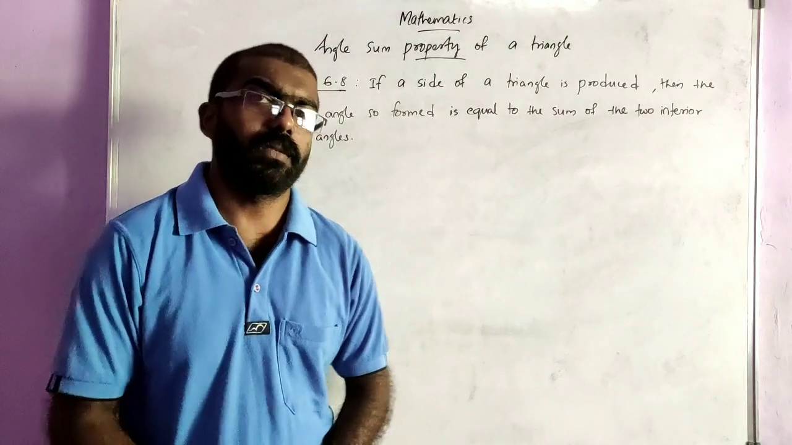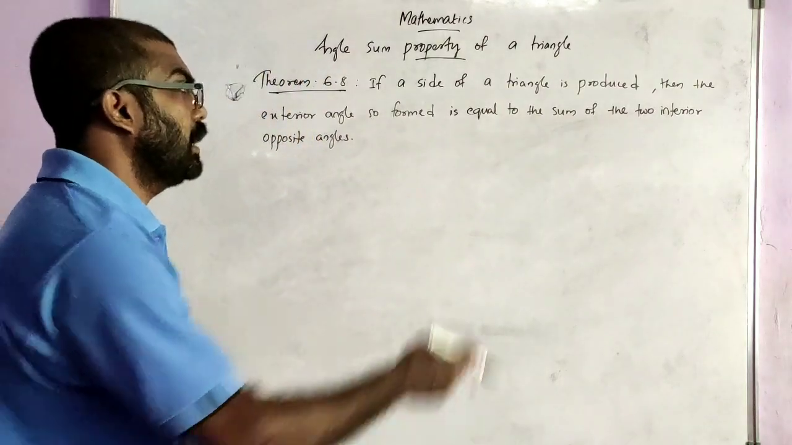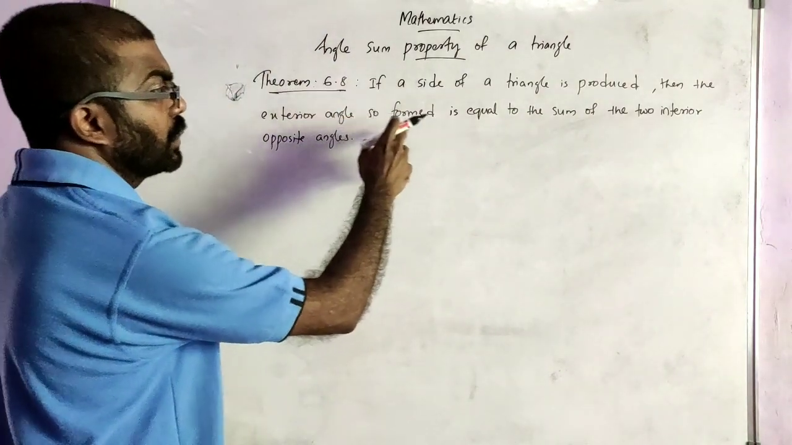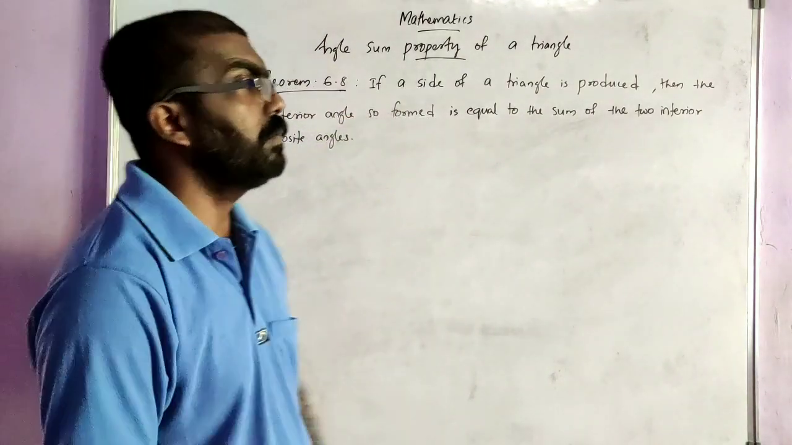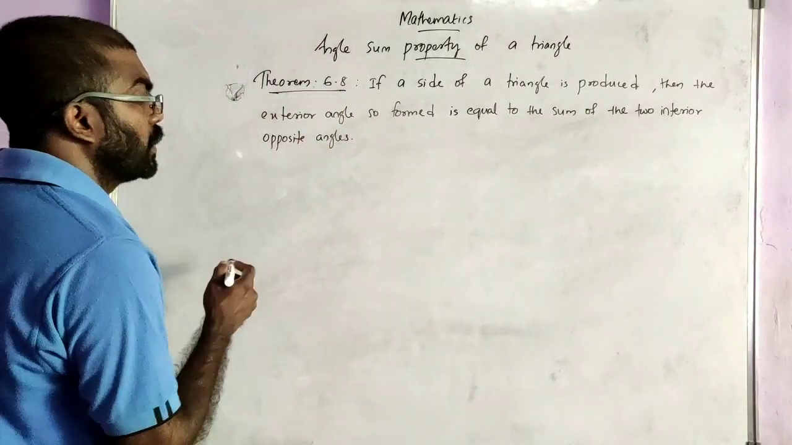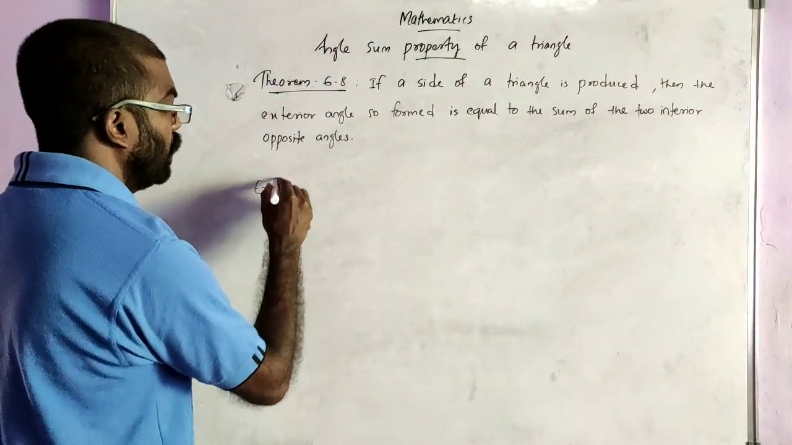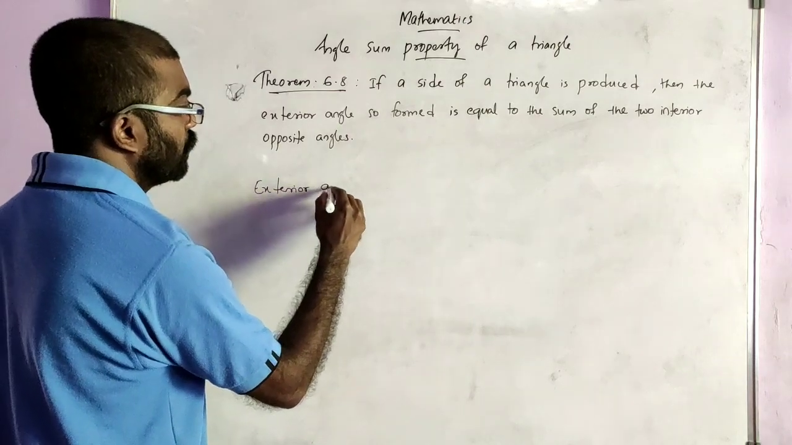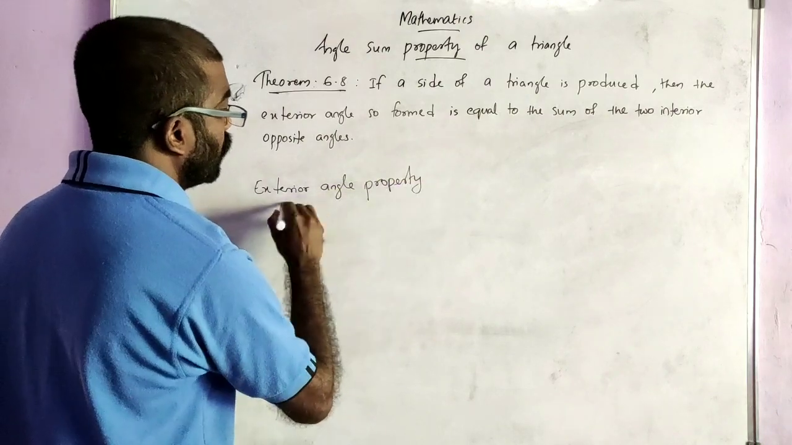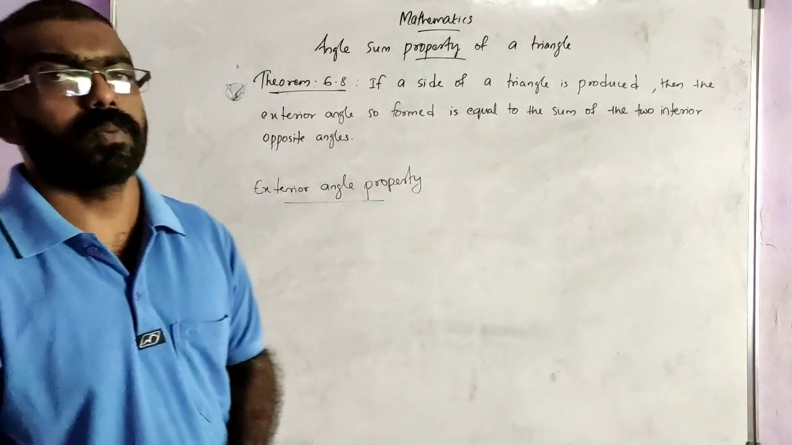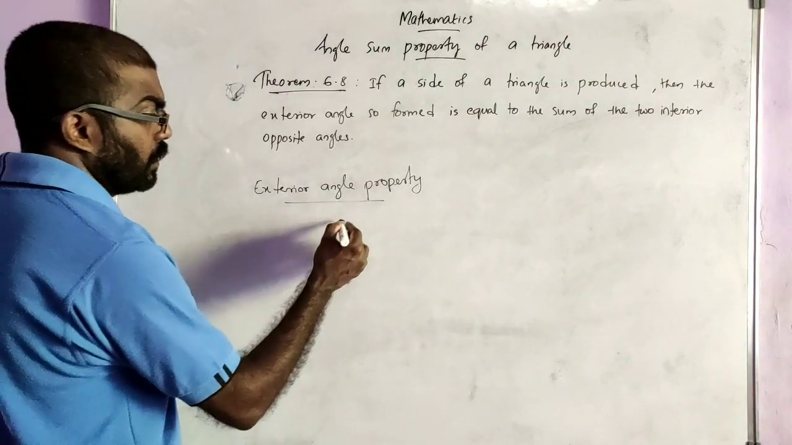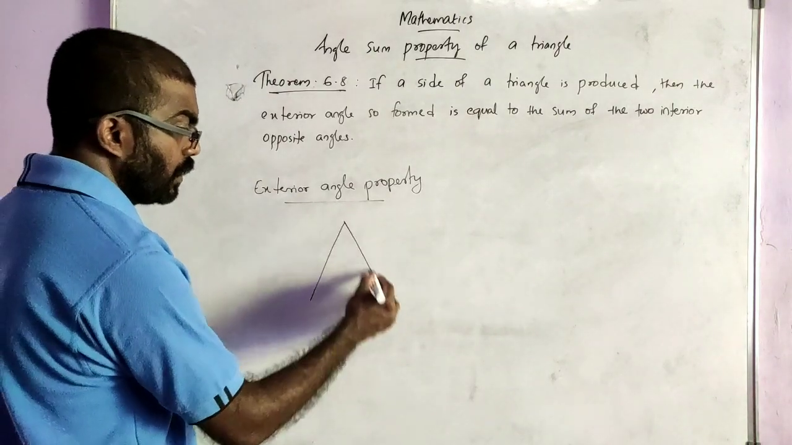Now we move on to theorem 6.8. If a side of a triangle is produced, then the exterior angle so formed is equal to the sum of the two interior opposite angles. So it can be considered as the exterior angle property. You all are familiar with this property. We have studied it in our classes. Okay, so you can draw a triangle.